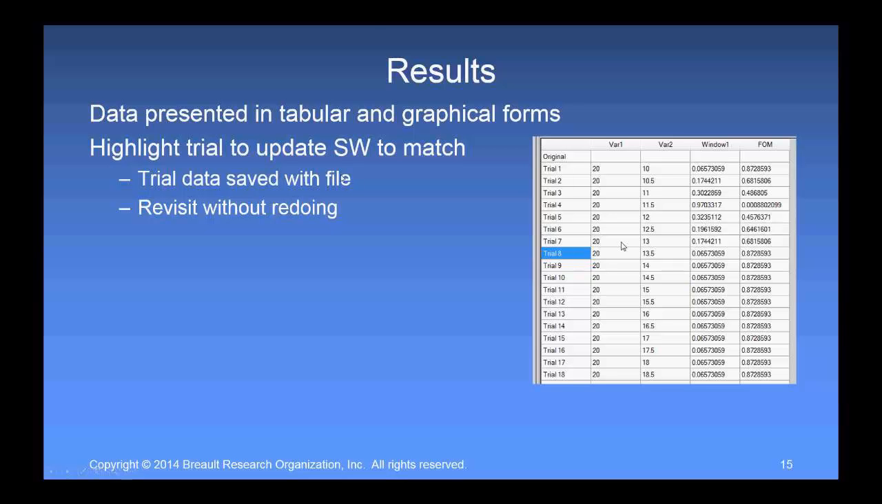After you go through the iterations, you're going to see the results presented in both tabular as well as graphical forms, as you saw previously when I showed you the 4 peaks from that one design solution. If you highlight one of the trials, it will update the SOLIDWORKS model to match that particular design, and then you can do further analysis. All of this trial data is going to be saved with the file, so you can come back and look at the data at some time in the future without having to redo the study.